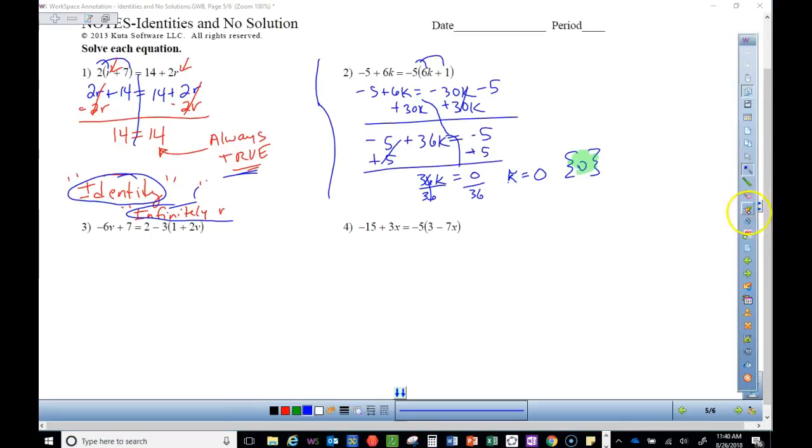Alright, let's see what this next one brings us here. First we'll distribute. Now, remember, we're distributing in negative 3. The sign goes with the number. So negative 6v plus 7 equals 2. And then we're going to distribute a negative 3 times 1. That'll be negative 3. And negative 3 times 2v will be negative 6v.